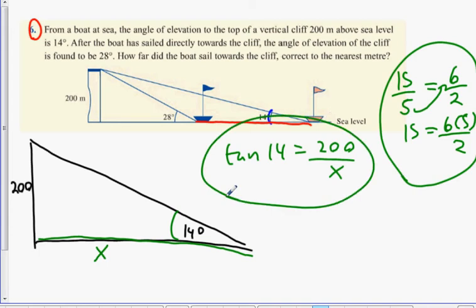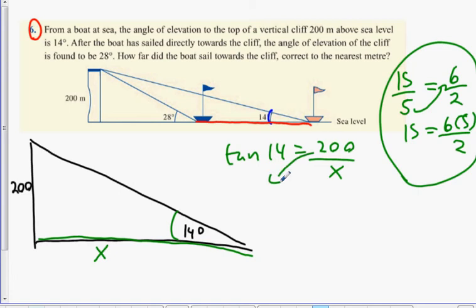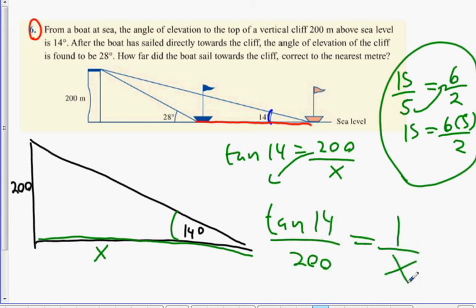So if I was to move the 200, I have to move it underneath. So what I'd get is tan 14 divided by 200 equals 1 over x. It's not quite what I'm looking for, is it? I'm looking for x on the top on its own. Well, that delivers 1 over x on its own.